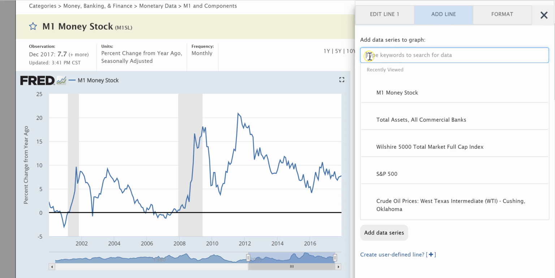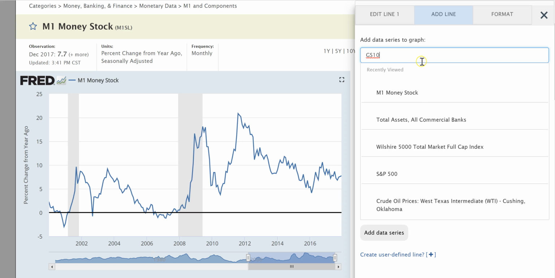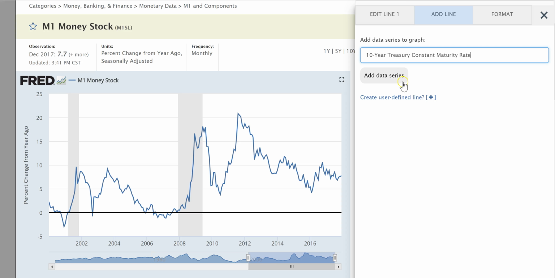You can see that the keywords here say type keywords to search for data. So let's just put this GS10. I just copied that, and I paste that here, GS10. You can see that directly it pops up two series. One is the 10-year Treasury constant maturity rate. The second one is the 5-year. So obviously, only the first one is relevant here. So then I click on Add Data Series.